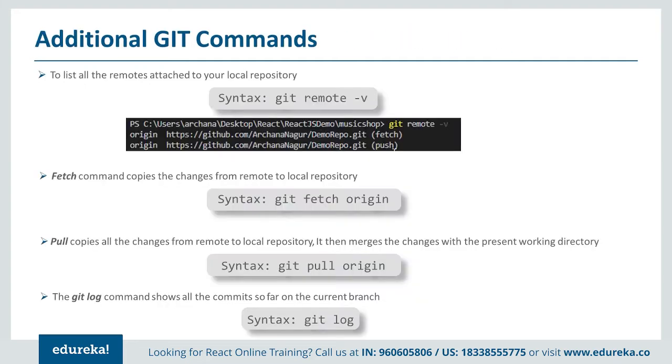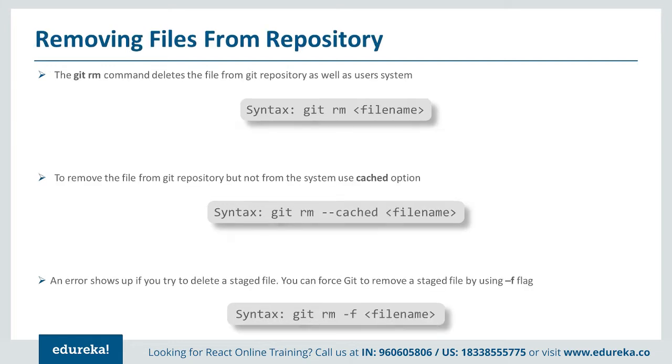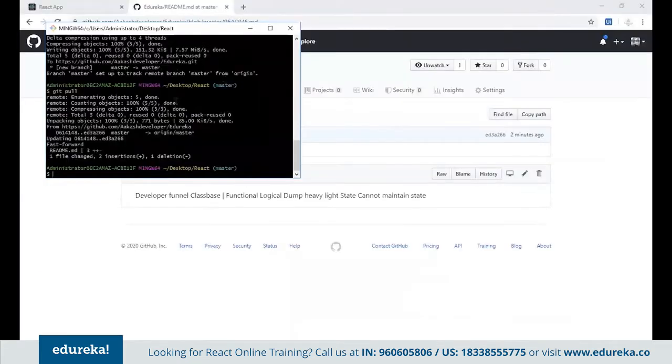After that, suppose I have to take some different branches. To remove the code, we'll say git rm and the file name, git cache, or an error shows up if you try to delete the staged file. You can force delete by adding -f to that. I'll show one more thing here. Suppose two developers are working. We can make a branch also.